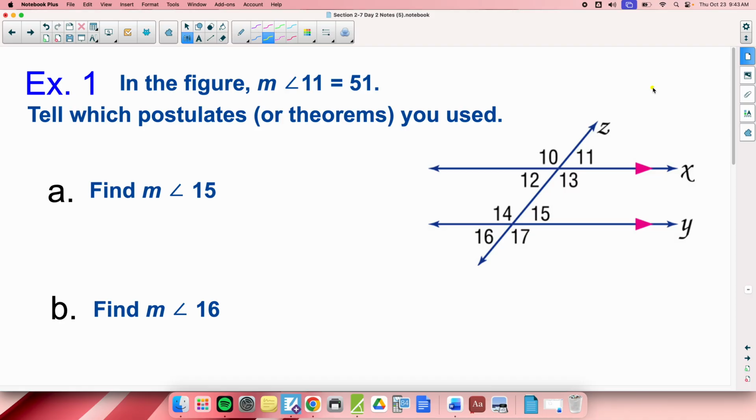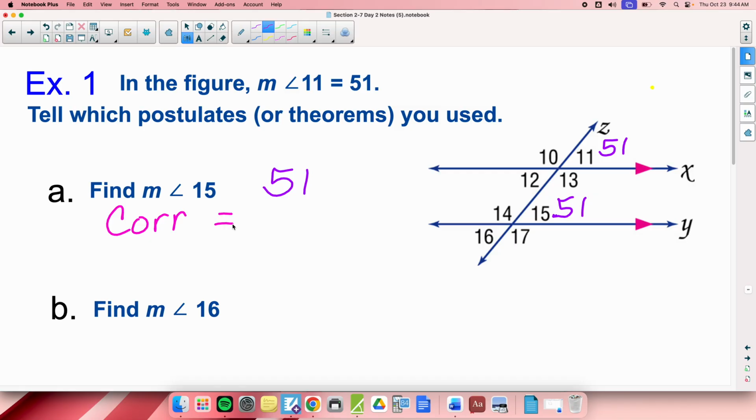So let's look here. They tell us angle 1 is 51, and we want to find some other ones. The first thing they ask us for is what is angle 15? 51. And isn't that because those are corresponding, right? Because we use corresponding angles, and it says tell which postulate you use, we would say corresponding angles are equal. That's all you would really have to say, okay?